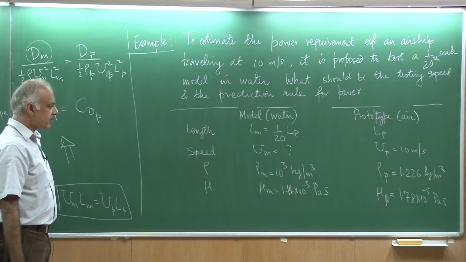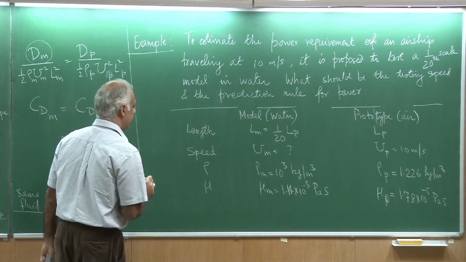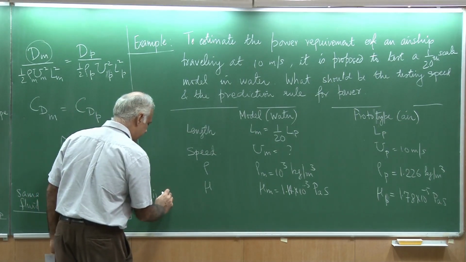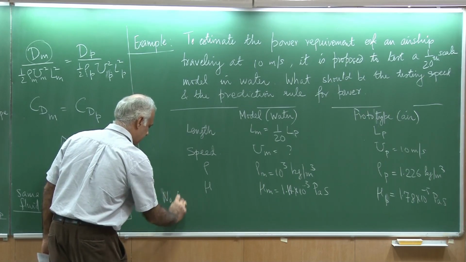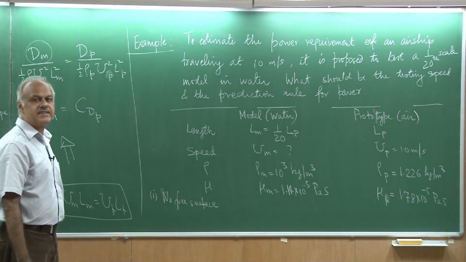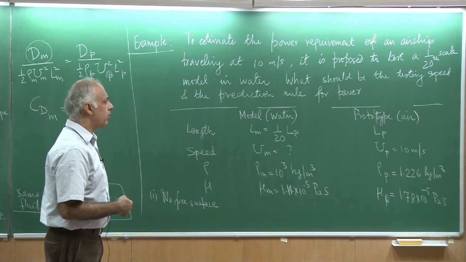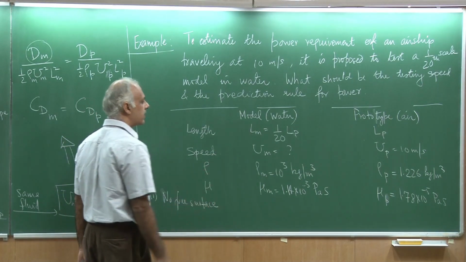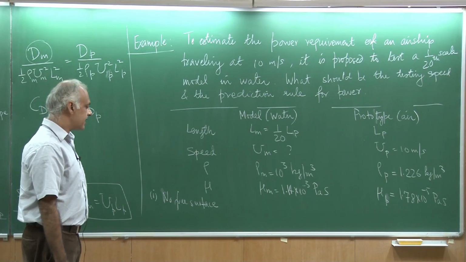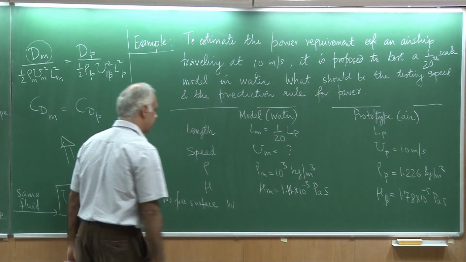Okay. So let's see what the important parameters are. What we have been told is that there is no free surface, because this is completely submerged. So in fact, when we do the experiments of the model of an airship in water, we have to make sure that it is submerged deep into the water and there is no effect of free surface. So we keep that in mind.